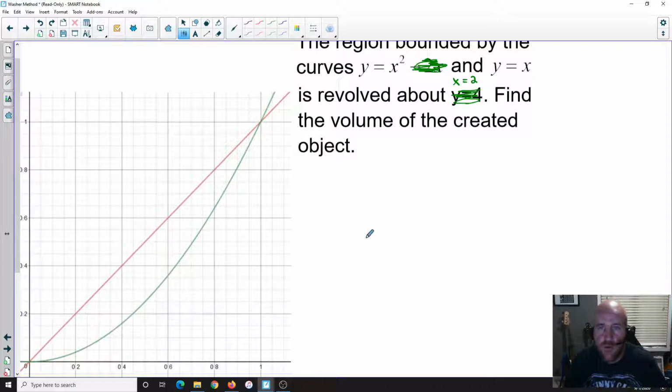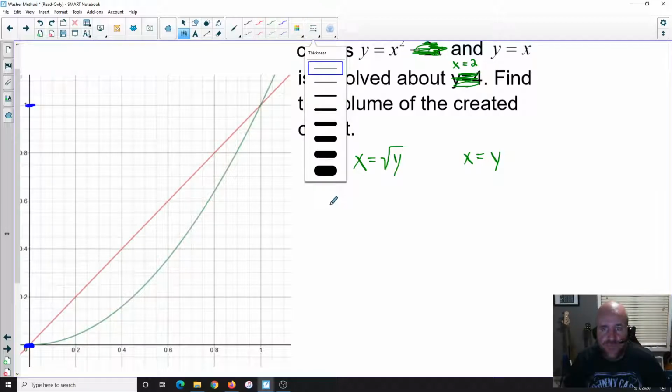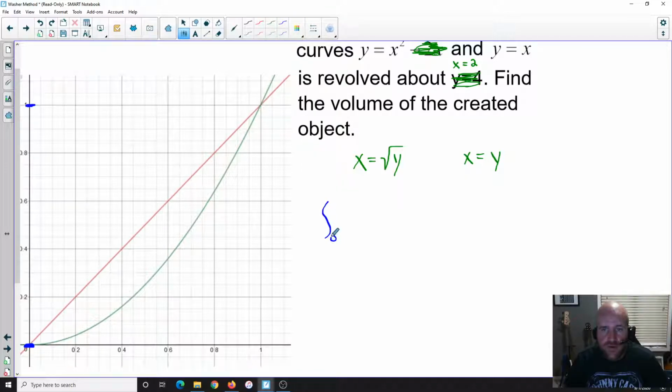So rotating around a vertical is just like the y-axis, so we're in terms of y. First thing we want to do is switch these to be in terms of y. So that first one's going to be root y, and then this one is going to be just y. Alright, now we're going to set up our boundaries. So remember on the y, so look for intersections at y equals 0, and then here is y equals 1. So we can set that up. So we're going from 0 to 1.